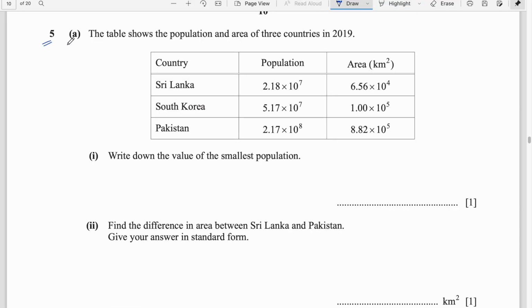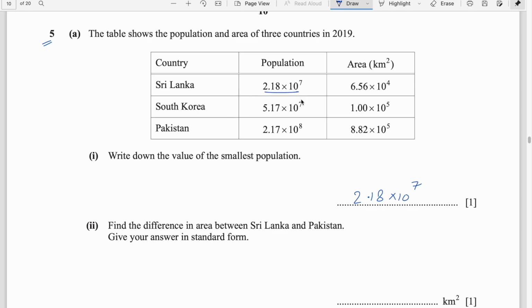Question number 5. The table shows the population and area of the countries in 2019. Write down the value of the smallest population. So from the table, that is 2.18 times 10 raised to the power 7. Find the difference in area between Sri Lanka and Pakistan, giving your answer in standard form.